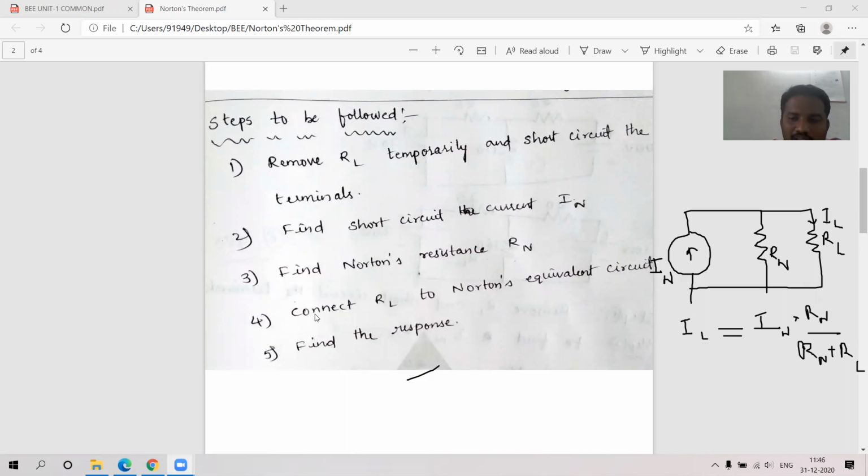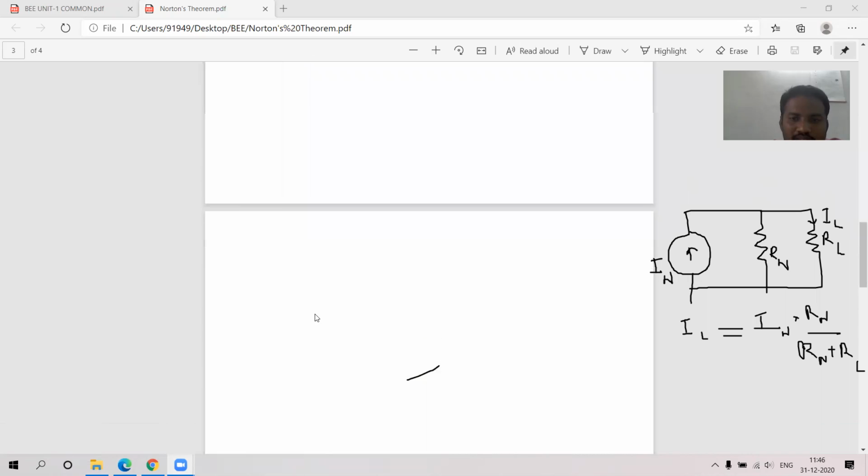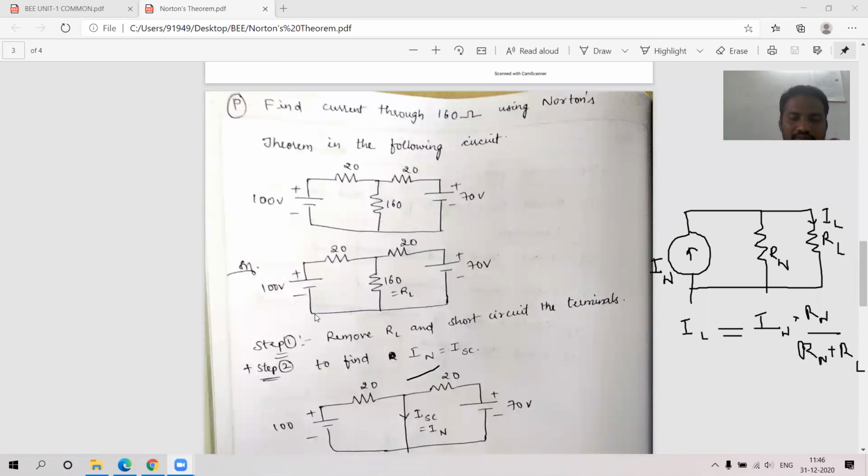Let us take one example here. The example I have already taken for Thevenin's theorem, superposition theorem, and nodal analysis. You can go through my previous lectures. Again, I'm taking the same circuit for this example, in order to verify the same answer. So let us take the 160 ohms branch. For this 160 ohms branch, I want to find the current using Norton's theorem.